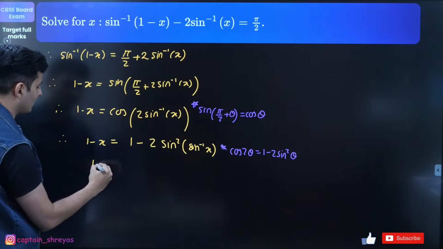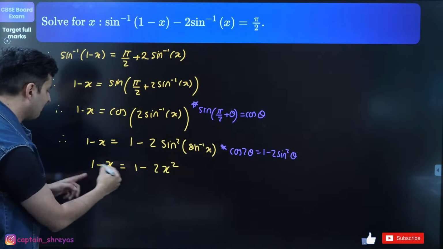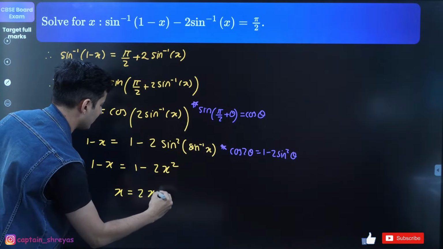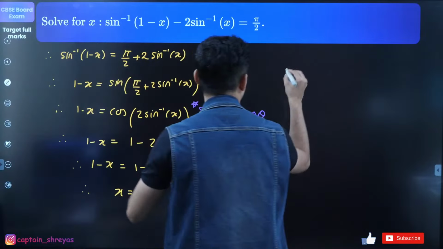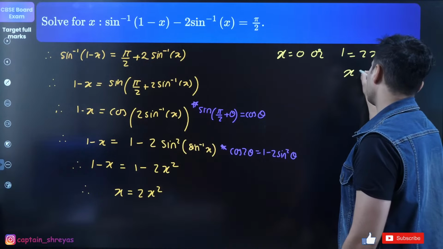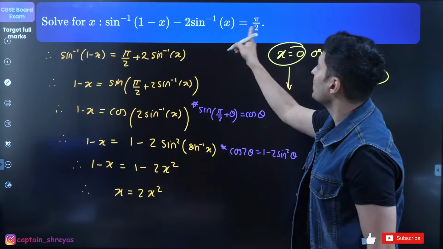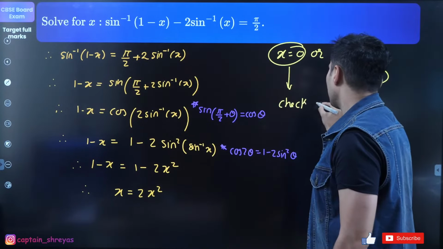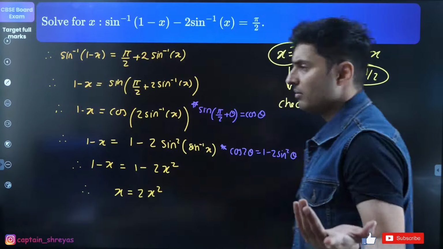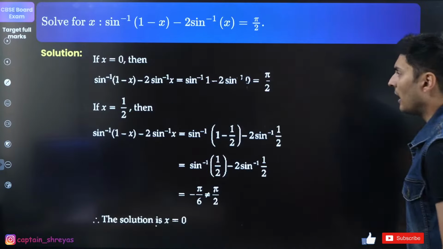Now rest is simple, guys. 1 minus x is equal to 1 minus 2 times x square. 1 cancels, minus cancels, x is equal to 2x square. So from this I get x is equal to 0 or 1 is equal to 2x, or x is equal to 1 by 2. So either this or this. Substitute and check if the equation is valid or not. Maybe both roots are valid, or only one of the roots is valid, or none of them. So accordingly solve it. So yes, you get 0 or half.